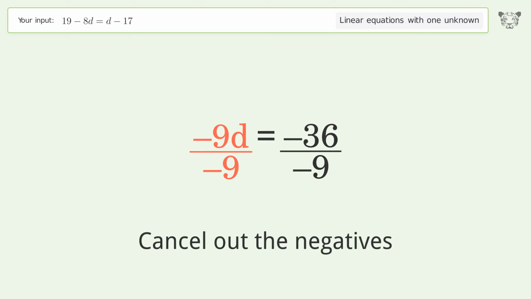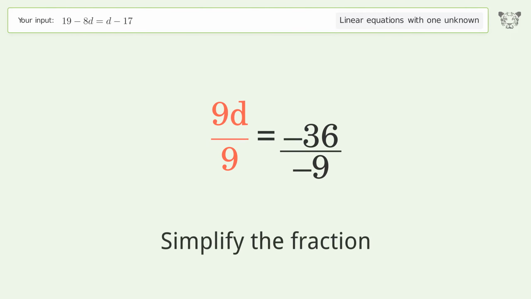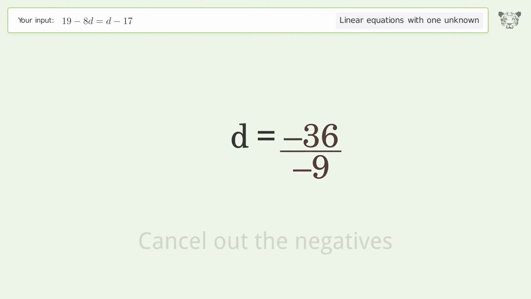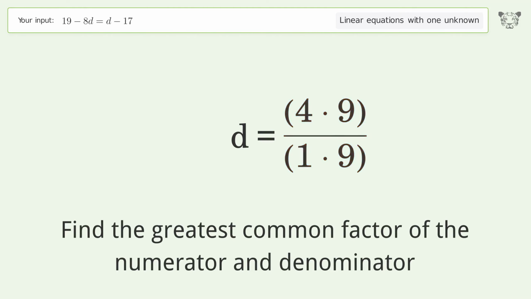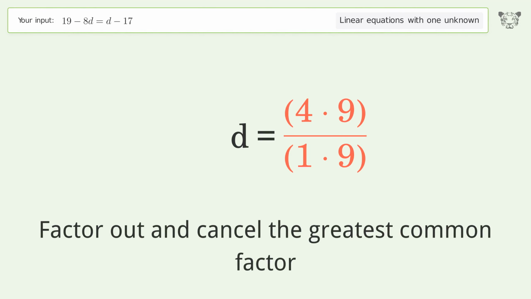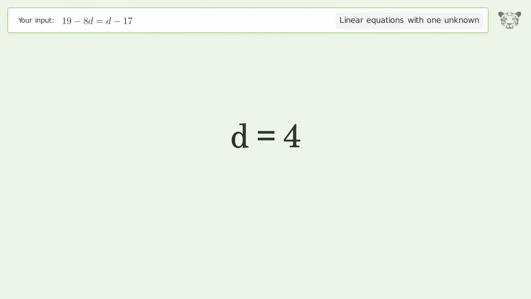Cancel out the negatives. Simplify the fraction. Cancel out the negatives. Find the greatest common factor of the numerator and denominator. Factor out and cancel the greatest common factor. And so the final result is d equals 4.